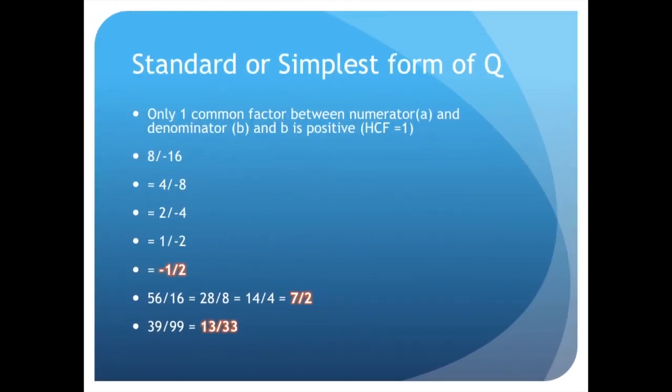The other method of bringing any rational number to standard or simplest form is to find the highest common factor of the numerator and denominator and divide both of them by the highest common factor, or HCF, of both the numbers.